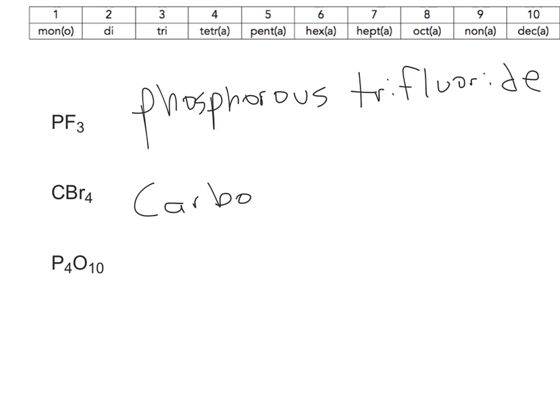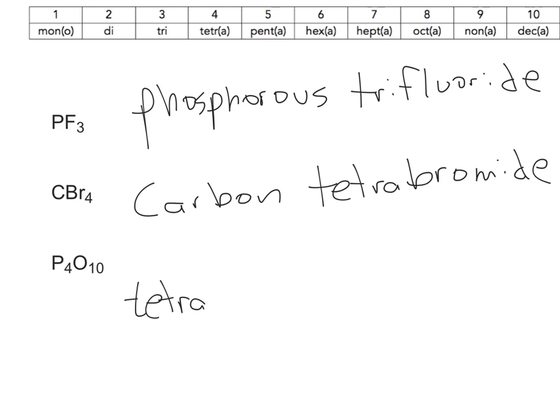Carbon tetrabromide. You'll notice this time we needed the A in tetra because bromide begins with a consonant. Once again, we've not used the mon prefix before one element in either phosphorus or carbon. And finally, we have tetraphosphorus decoxide.